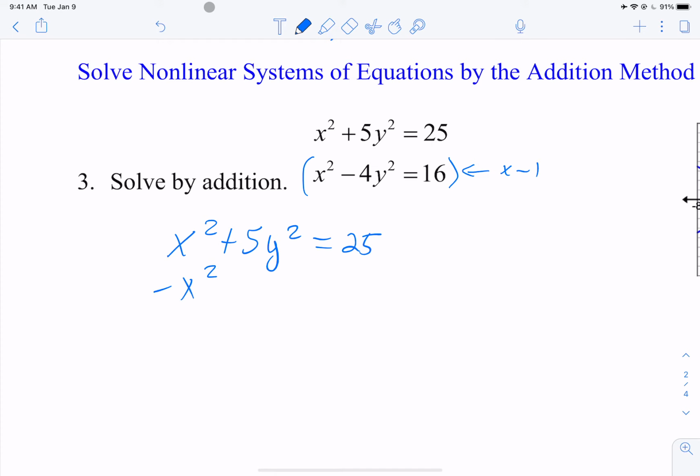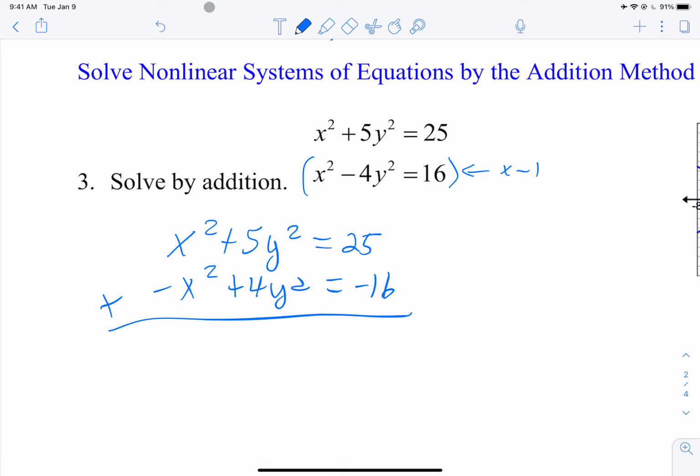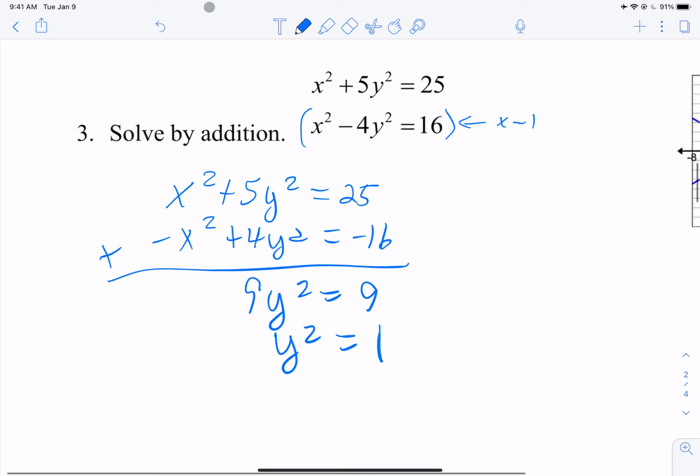So I get negative x squared plus 4y squared equals negative 16. Now we're going to add these together. And so our x squareds are eliminated. That's what we wanted to happen. Our y squares, we have 9y squares. And then 25 minus 16 is 9. So then divide by 9, and y squared equals 1.